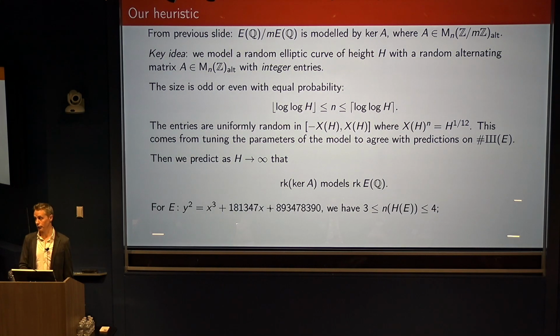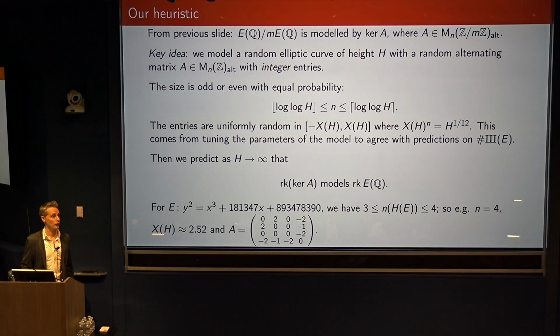So here's how this would look in our running example. Here's an elliptic curve with some coefficient sizes a and b. You compute this n, and it's between 3 and 4. It flips a coin and says, okay, I'm going to round up this time, so I have to make a 4 by 4 matrix. The sizes of the entries are about 2.5. And so then I have an alternating matrix, and I ask, what should I expect for the rank of this elliptic curve? Well, it's probably like the rank of this matrix. It's a linear algebra model. Does that make sense?